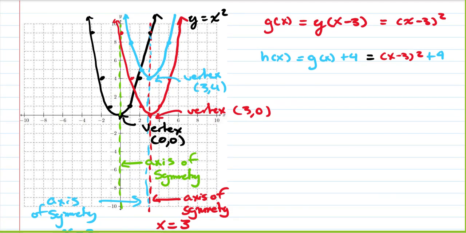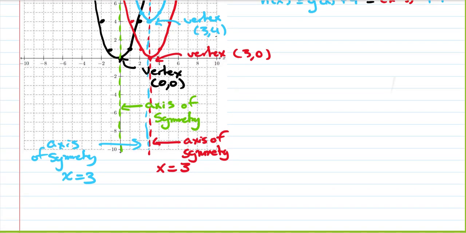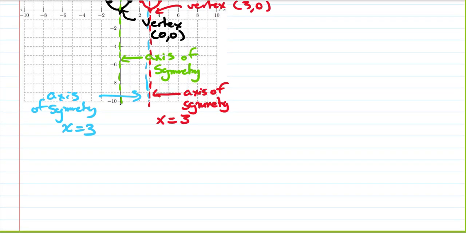But combining all of this together shows us a couple of things. Our parent function contains the origin at its vertex. So the vertex always goes through the point 0, 0. If we shift our function to the right or the left, it changes the x-coordinate of the vertex. If we shift our function up or down, it changes the y-coordinate of the vertex. This gives us what is called the vertex form of the parabola.